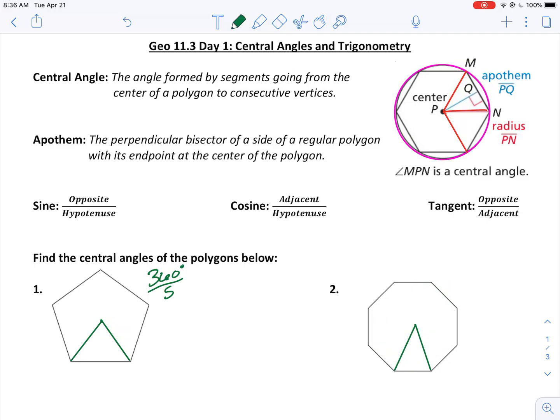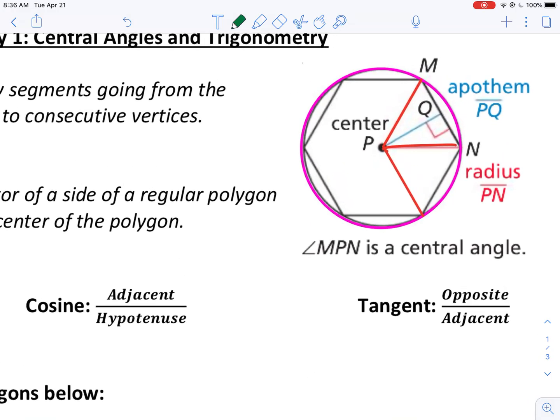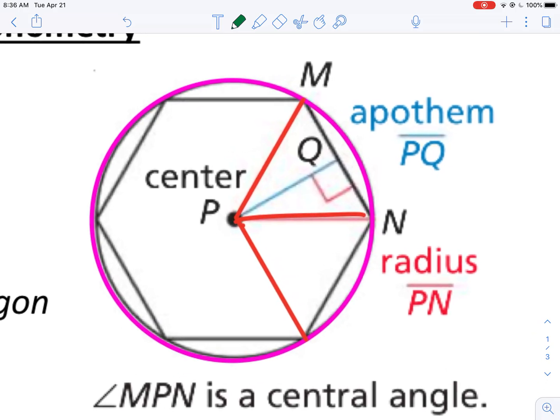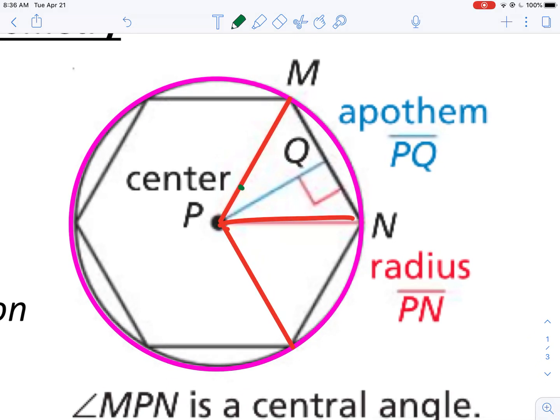We're going to be talking about central angles today so that we can find the areas and perimeters of our regular polygons, these polygons that have all congruent sides. So today what we're going to focus on is our central angle and our apothem.